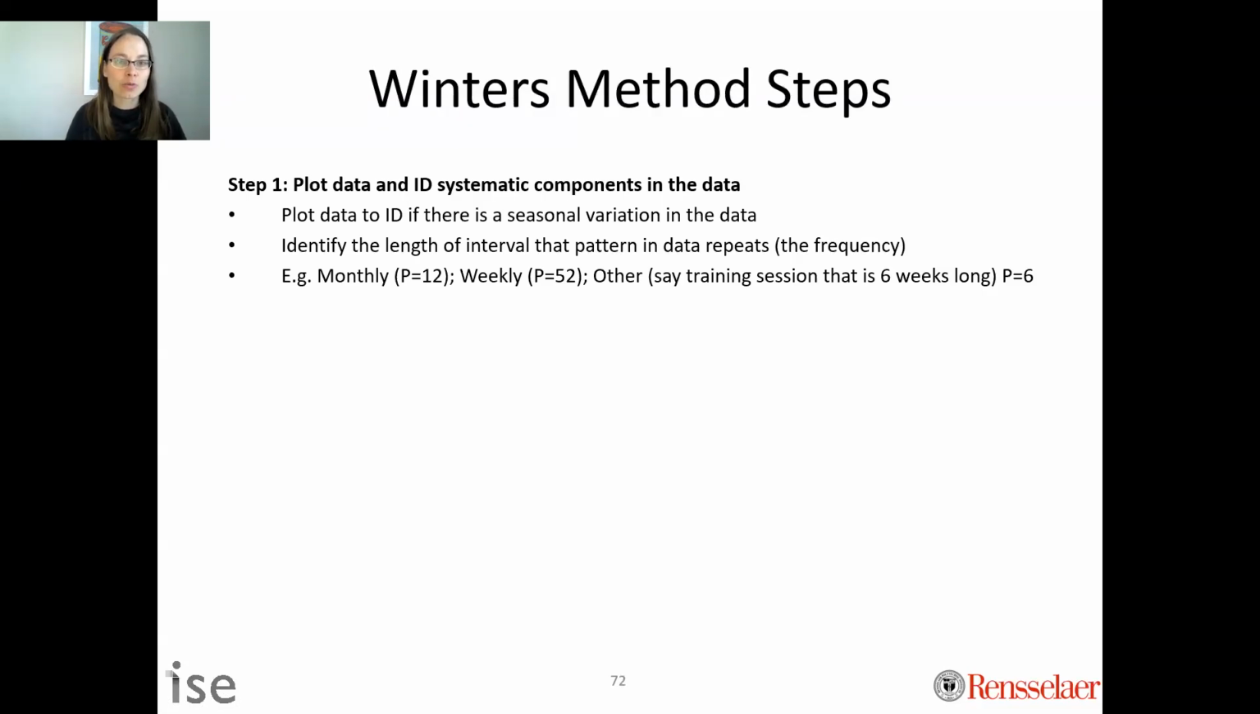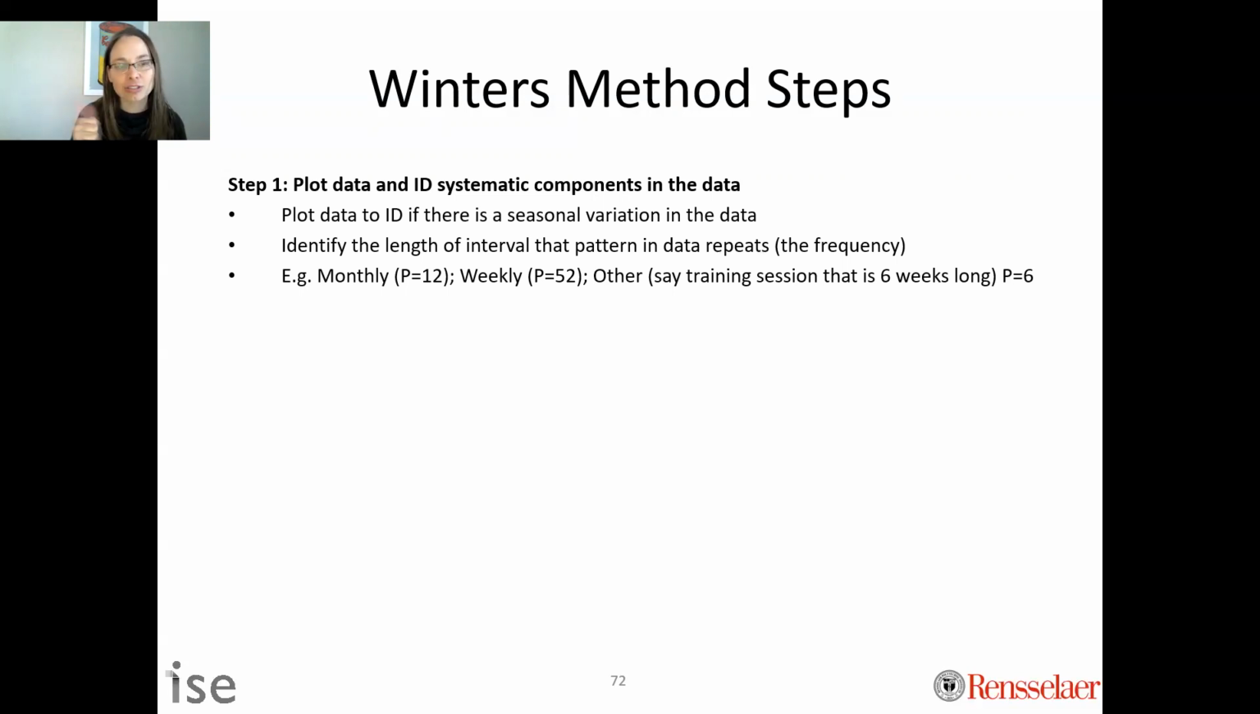So the first step, as a reminder, was to plot the data and identify the systematic components in the data. And so if we identify there's a seasonal variation in the data, we also need to identify how long that takes to happen, the frequency. So if you have every month, you could think about P of 12. You might have a weekly one, so P of 52. You could also have something that doesn't have to do with the calendar. For example, maybe you supply training materials, and if your training session is 6 weeks long, maybe P is 6, right? Whenever these things repeat, that is your frequency.